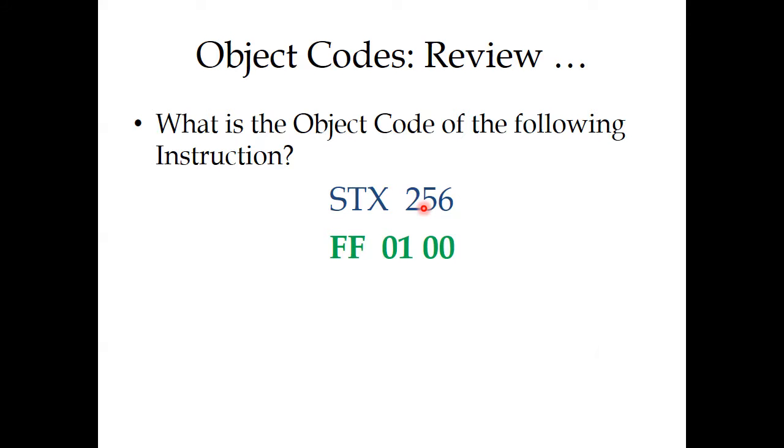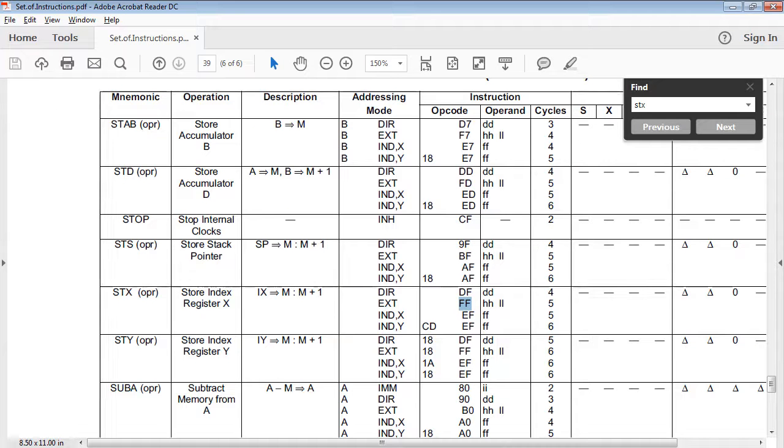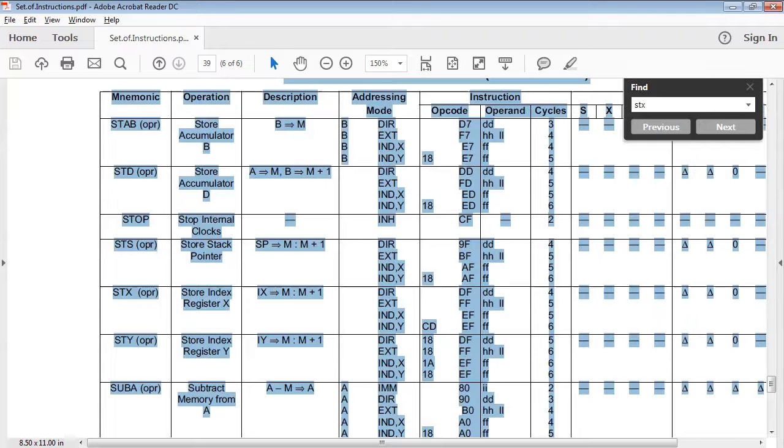Okay, let's try another one. What is the addressing mode? That's probably the easiest, right? You have the pound sign, so you know for sure this is immediate. Now let's find it. This is probably on the first page.